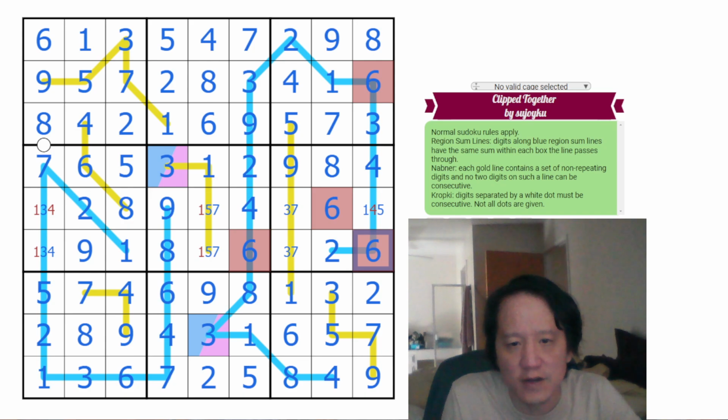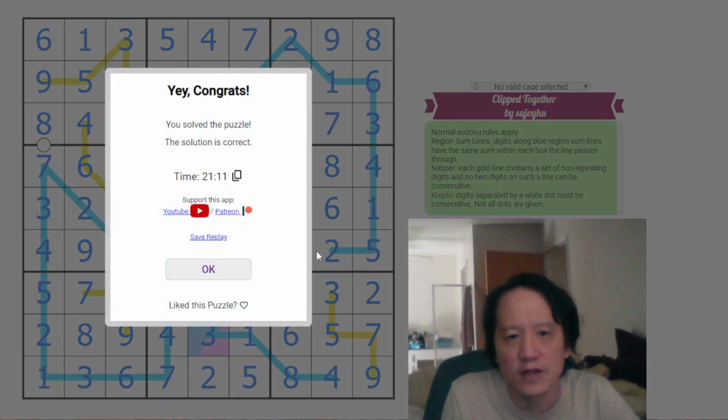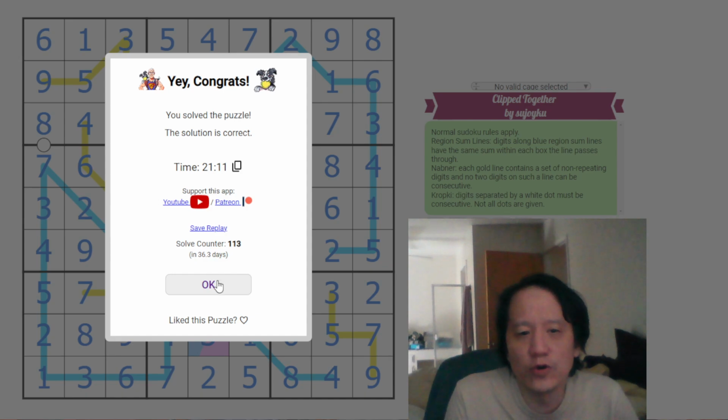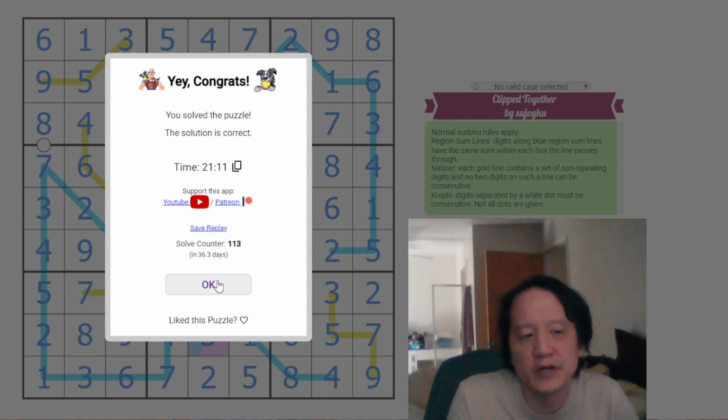This has to be not 6, 5, 1, 3, 4, 7, 5, 7, and 3. And that's the solve. Yep. Fairly straightforward. Not on the very easy level, but yeah, pretty straightforward. And if you follow the logic, it's pretty doable.